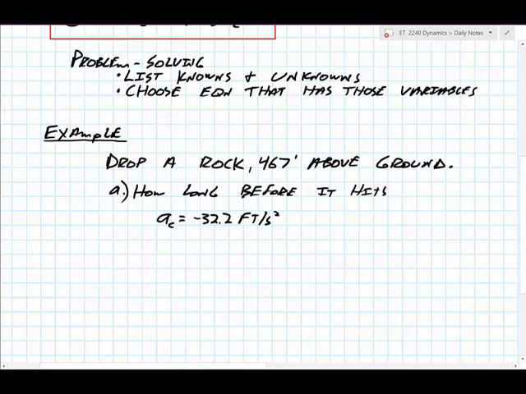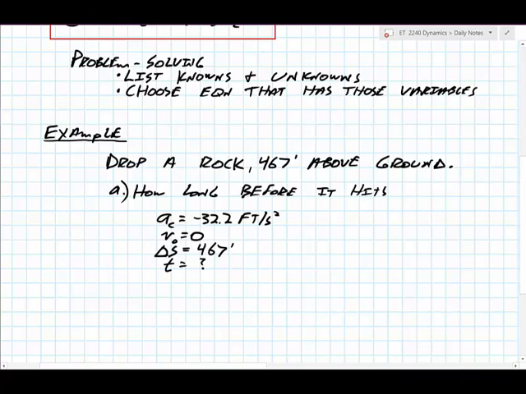And then what else do I know? I also know that my initial velocity, I'm not throwing it down, I'm just dropping it. So my initial velocity would be 0. I know my total change in displacement is this 467 feet. Time, I'm going to list my unknown because I don't know what it is, but I'm looking for time.